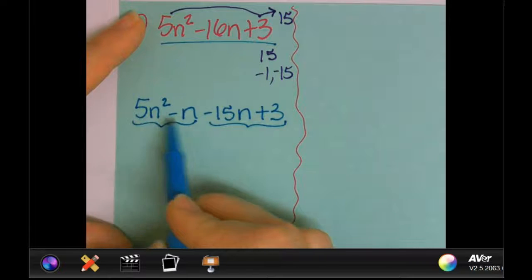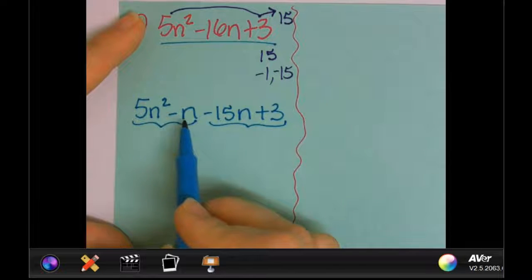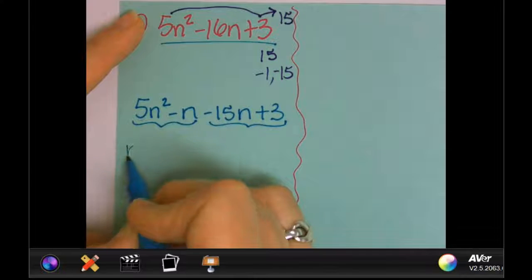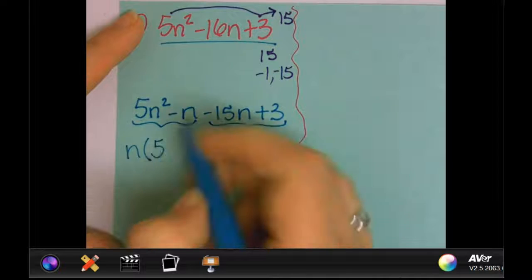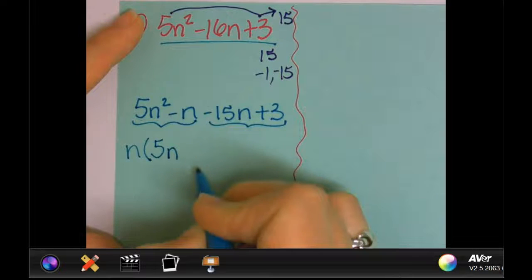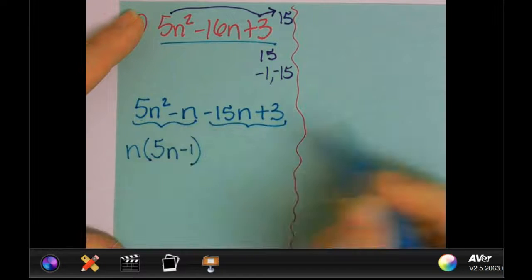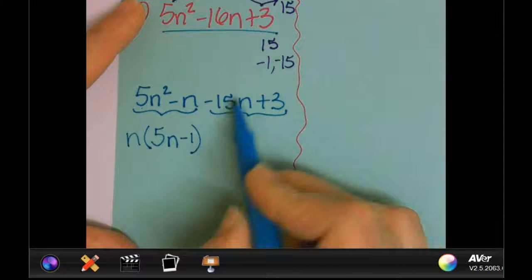I can divide a 5n through both of these? Just n. It's what I can divide both of these first two terms by, and it's just n. So then I'm left with 5n, then what? Minus 1. Okay. Now here, this is negative, right?